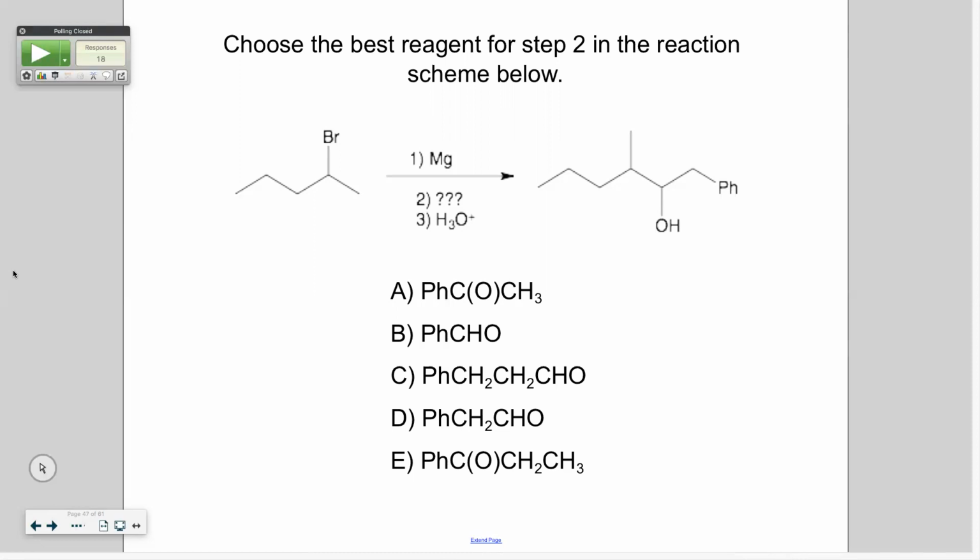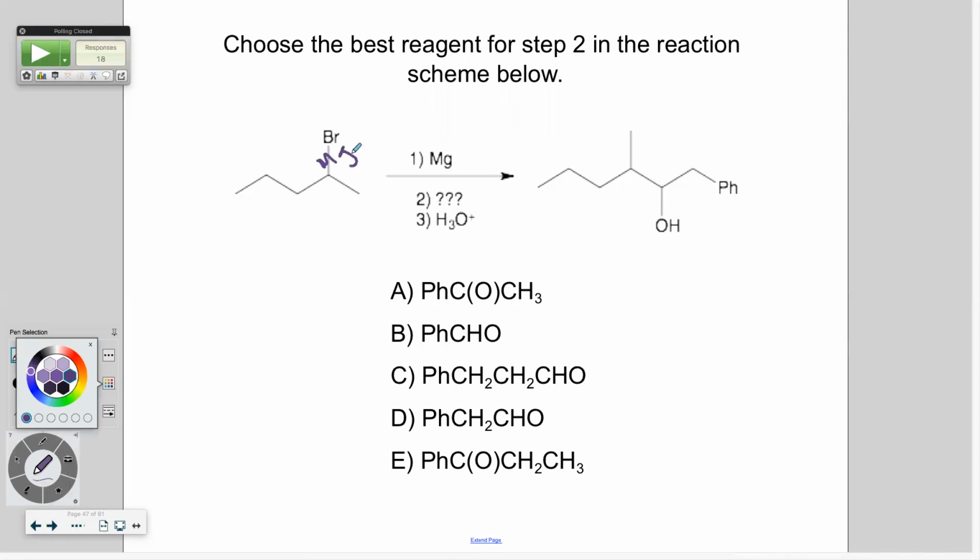All right, so what happens when you do the magnesium? What does it do? It goes between the Br and the carbon. That makes this carbon into what kind of carbon? A nucleophile, right?